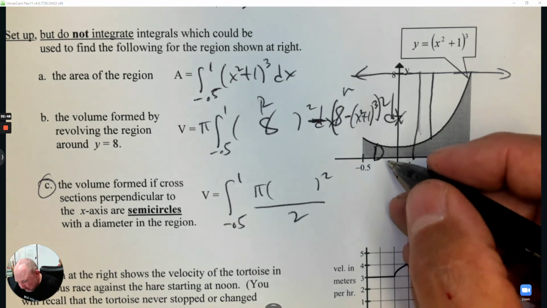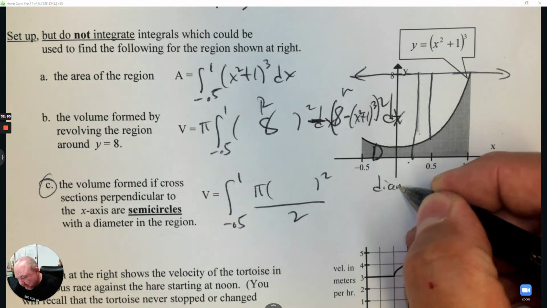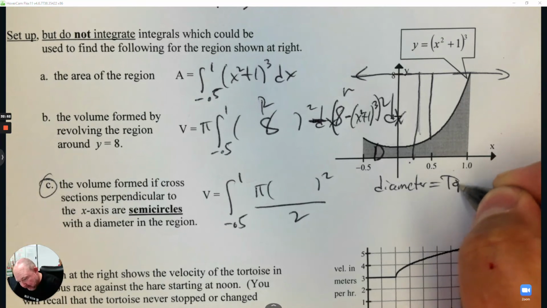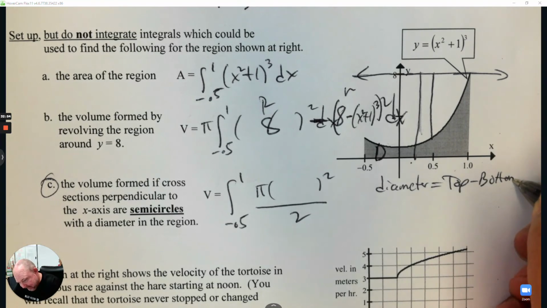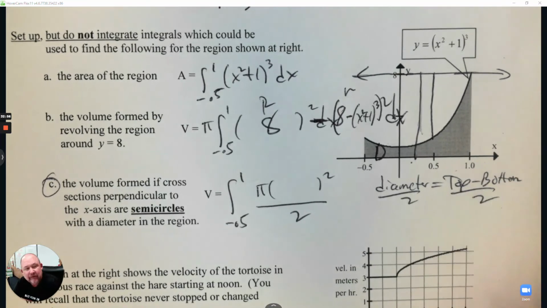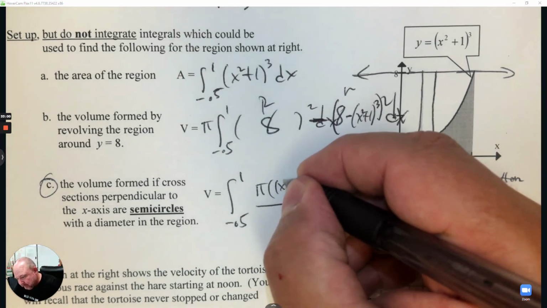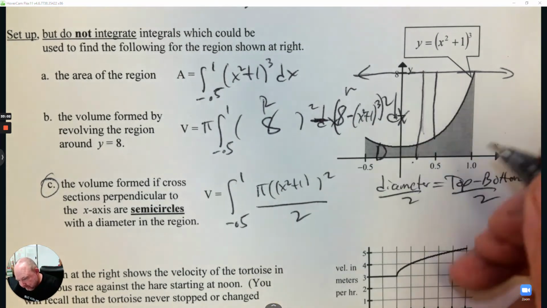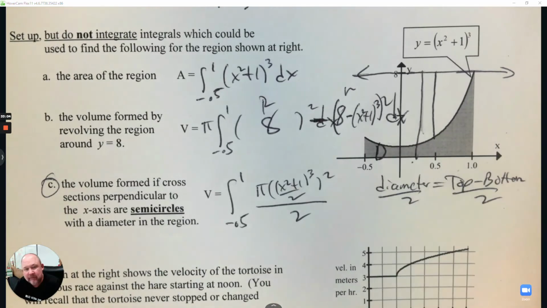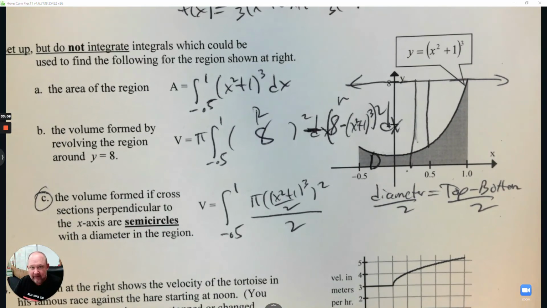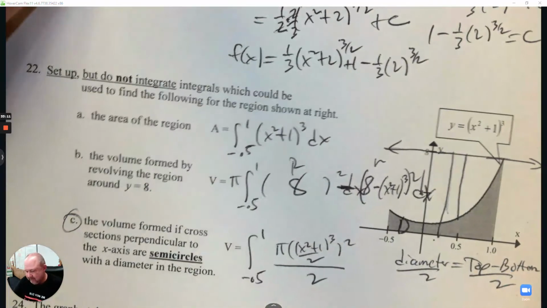And then I need to recognize that that's really the diameter going across. So when I go top subtract bottom, that's the diameter. When I divide by 2, now it's the radius. So I'm going to take x squared plus 1 cubed and divide it by 2. And now we have the setup to find the volume using semicircles. All right, last one, number 24.